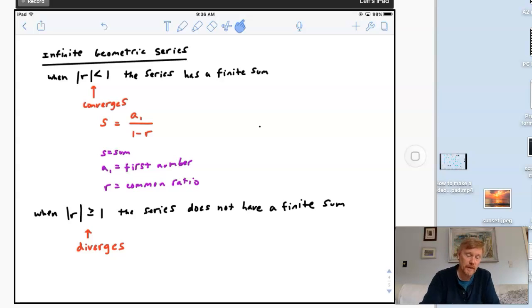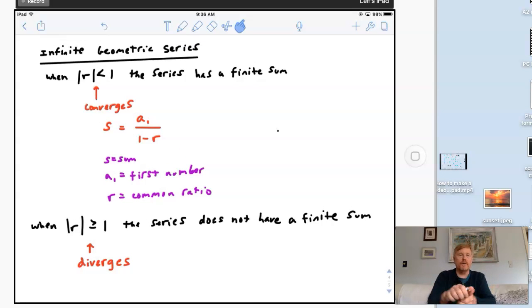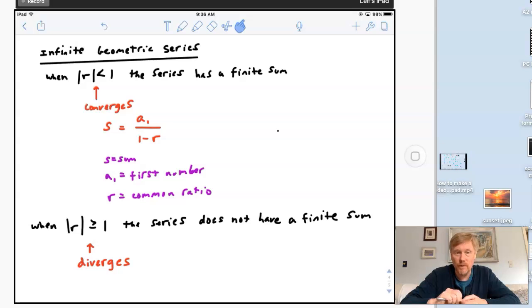In order to tell which ones have a sum, you look at R. So if the absolute value of R is less than 1, meaning between 1 and negative 1, then it has a sum. If R is bigger than 1 or less than negative 1, or the absolute value of R is greater than 1, then it doesn't have a finite sum. It has an infinite sum, which means it goes to infinity. But finite, something you can actually measure, it'll only have that if the absolute value of R is less than 1.